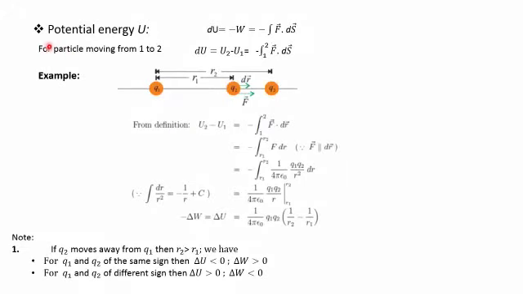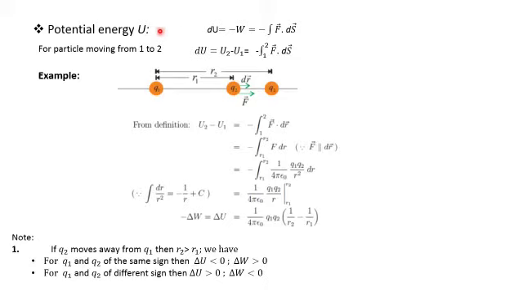Now we come to the concept of potential energy. As we observed, the work done by a conservative force is path independent, which means that if the initial position and the final position are the same, then the work done does not depend upon the path. The work done will always be constant whatever path you follow.